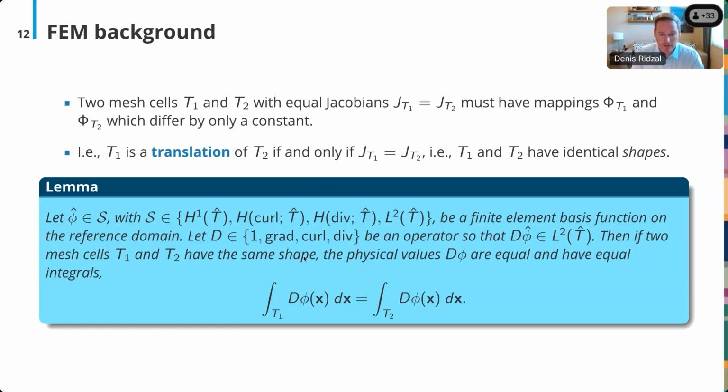And so there's a very simple lemma here that if we have finite element basis functions on the reference domain, and these operators, either identity, grad, curl, or div, and then if two mesh cells T1 and T2 have the same shape, the physical values of the basis functions are equal and have equal integrals. And so that's what we're going to exploit here.